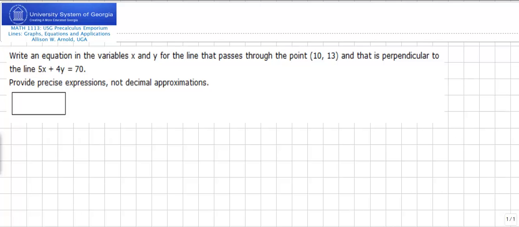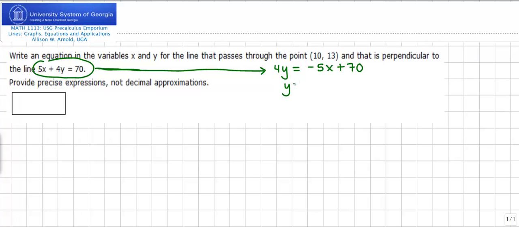In our introduction video, we discussed how to write the equation of a line in a variety of forms. If you are looking to identify the slope of a line from its equation, the most convenient form is slope-intercept. So I'll take 5x + 4y = 70, and let's solve it for y. So we would have 4y = -5x + 70, or y = -5/4 x + 70/4, which I could reduce or leave alone, and I'll say more about that in a moment.